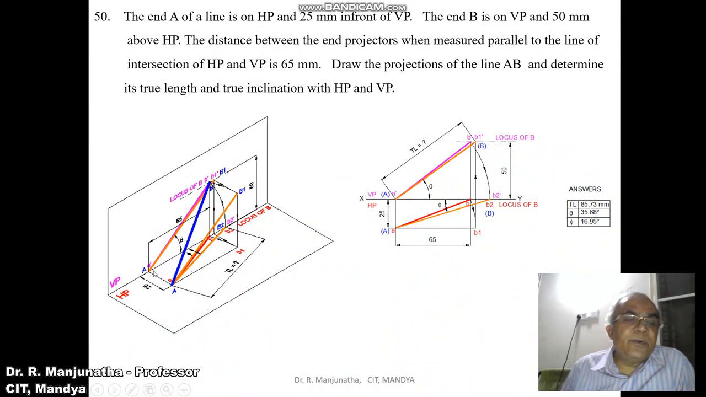So when you look from the front view, you can see here A dash and B2 dash. The inclination made by the front view with respect to the true length with respect to the HP is going to be the true inclination with HP.